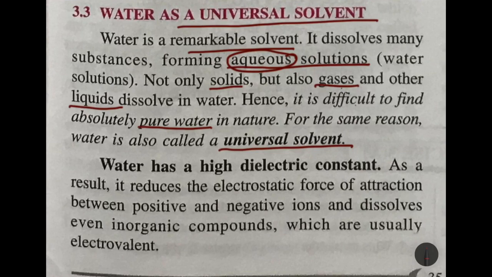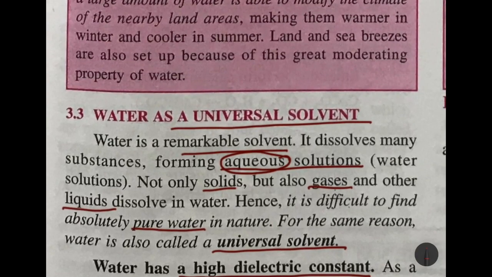Okay. Now water has a high dielectric constant. Dielectric constant means, you know that water is made up of two atoms of hydrogen and one atom of oxygen. And there is a very strong bond between hydrogen and oxygen in water. So it has a high dielectric constant because of the strong bond between hydrogen and oxygen.